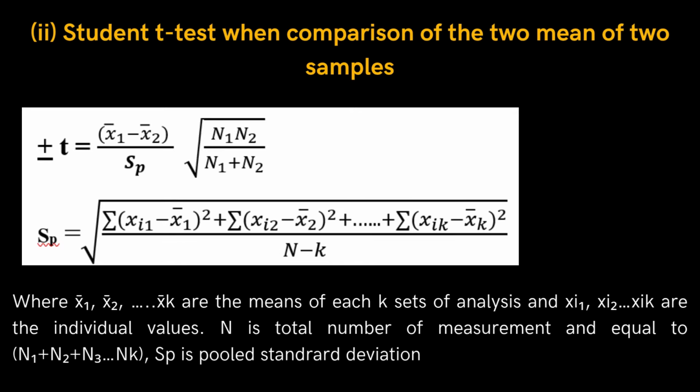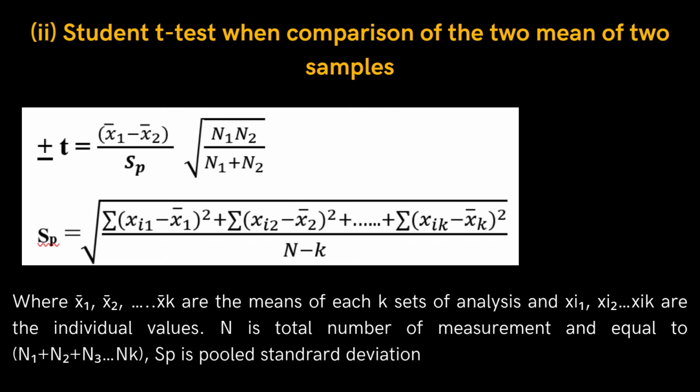Next, we will see the student t-test for comparison of the means of two samples. The formula for the student t-test when two sample means are compared is plus or minus t equal to x bar 1 minus x bar 2 divided by SP, where SP is the pooled standard deviation, multiplied by the square root of n1 into n2 divided by n1 plus n2.